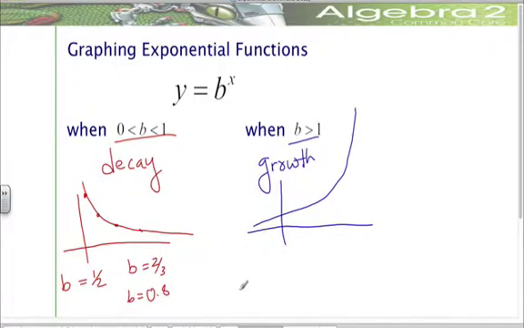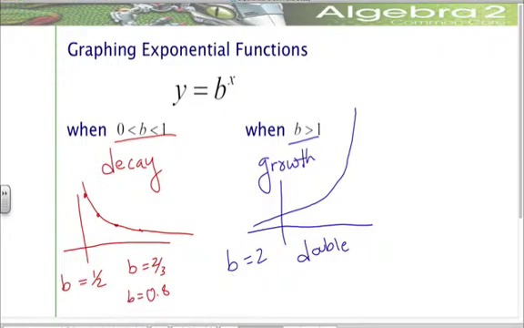All right, so when we are exhibiting exponential growth, we could have values of b like 2. If b was equal to 2, that would tell me that whatever we were looking at was doubling every time period, or for each equal x interval, my value was doubling.